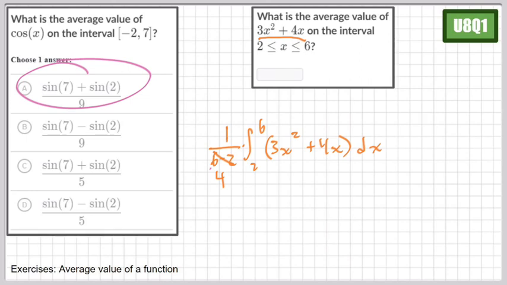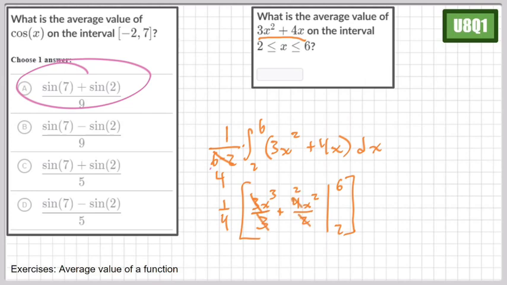So you'll do the antiderivative of this. We'll get 3x to the third divided by 3 plus 4 x to the second divided by 2. You're going to plug in the 6 and the 2. And then we're also going to take this guy, multiply it by 1 over 4. Oof, lots of work to do. But these 3's cancel out in this form because of 2, because the 2 divides it.